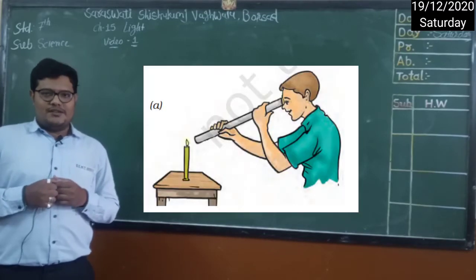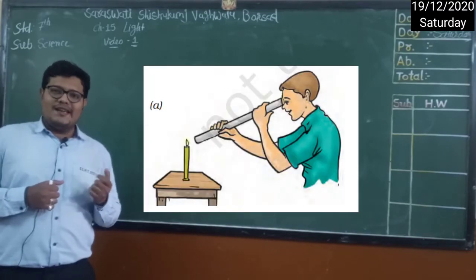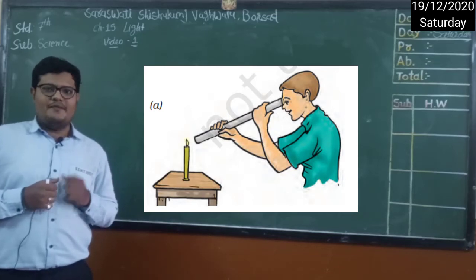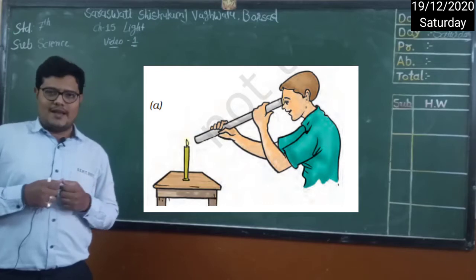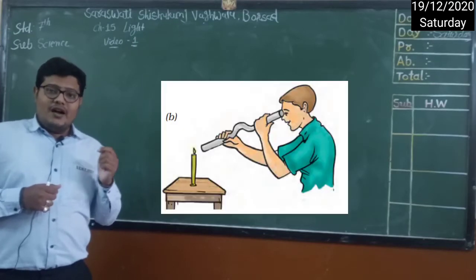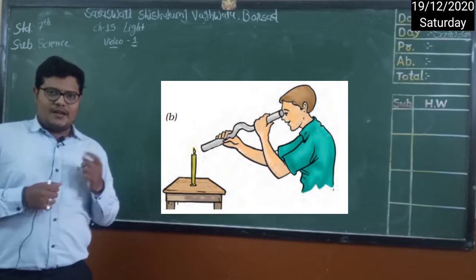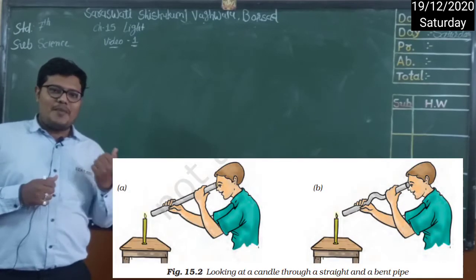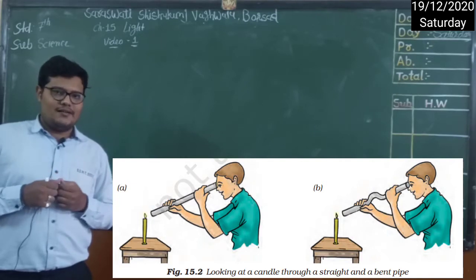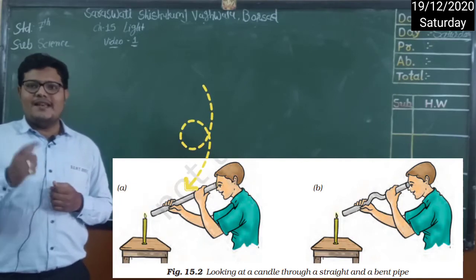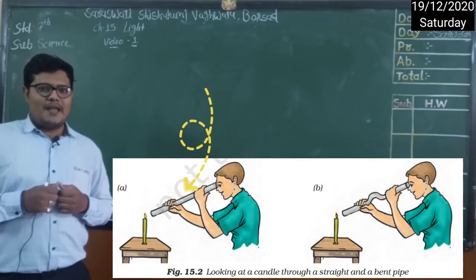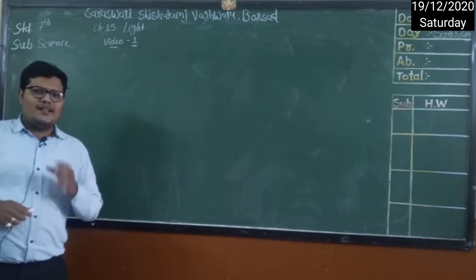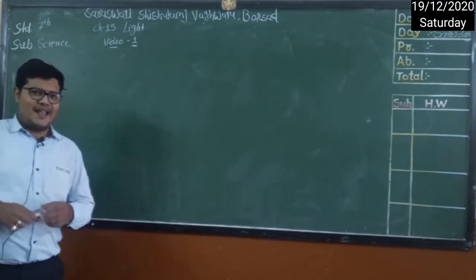See here in this image, the boy is trying to see the flame of a candle with a hollow pipe which is straight. So he is able to see it. And with another pipe which is bent, he is trying to see the candle. Now what do you think? In which type of pipe is he able to see the candle? Yes, you are right. He is able to see the candle with the straight pipe, but not with the help of the bent pipe. If I say that light travels in a straight line, see here.